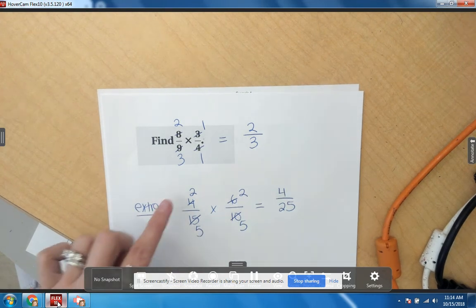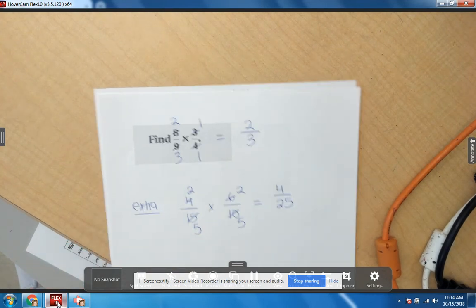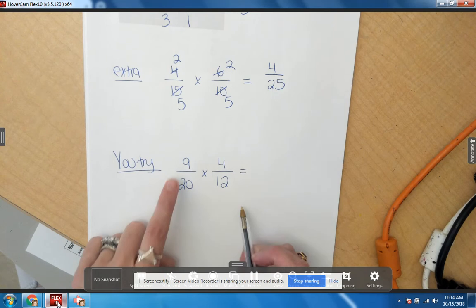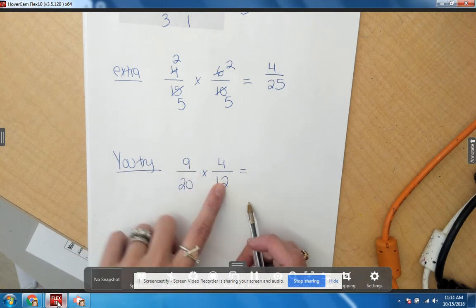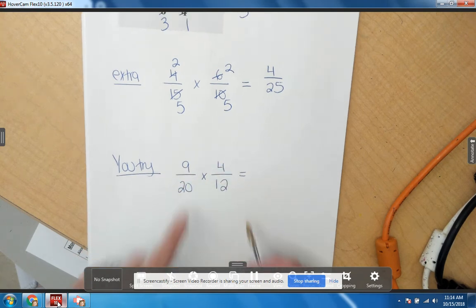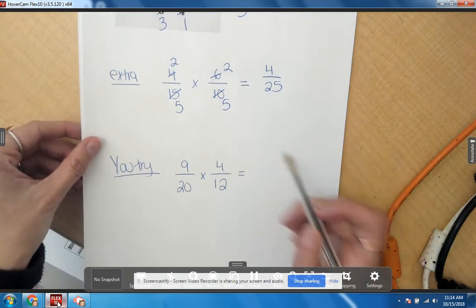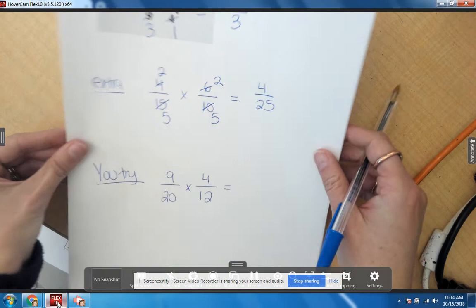So it's way easier to cross-cancel diagonally. I want you to pause and try this one. I want you to cross-cancel, see what you could divide them both by, see what you could divide these both by, and then multiply your numerators times your numerators, your denominators times your denominators. So you're going to pause and do this one out on your paper.